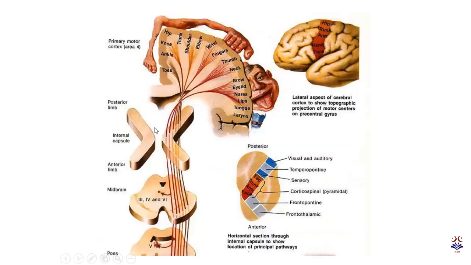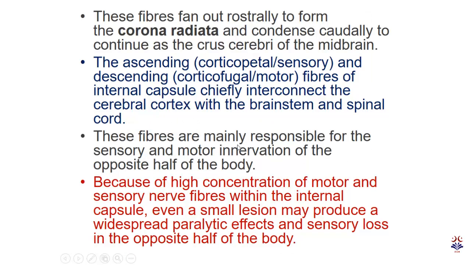And if we see this picture, as fibers are converging here, they are in the form of a compact bundle. So it's a high concentration of motor and sensory nerve fibers within the internal capsule. That is why a small lesion may produce widespread paralytic effects or a sensory loss in the opposite half of the body.